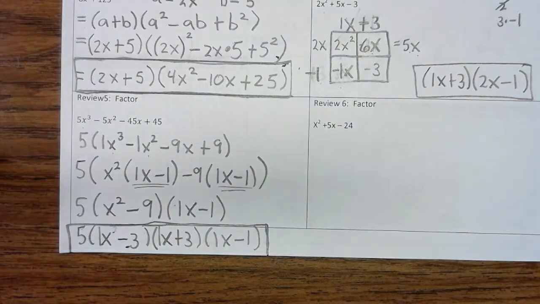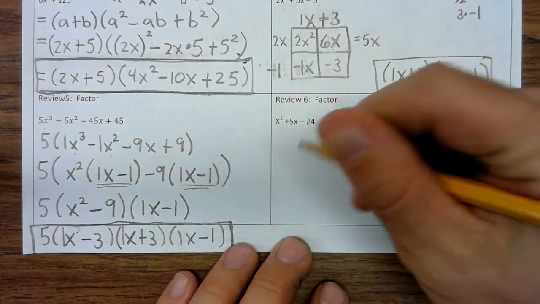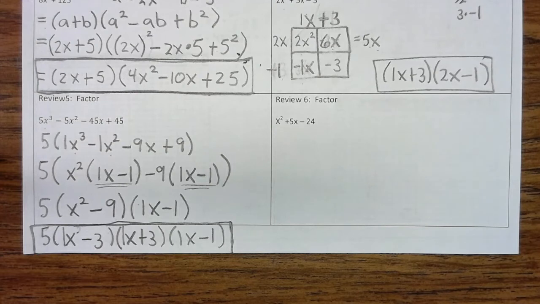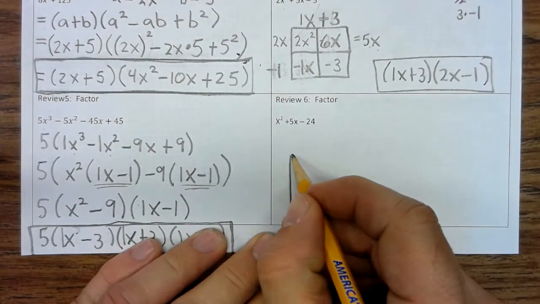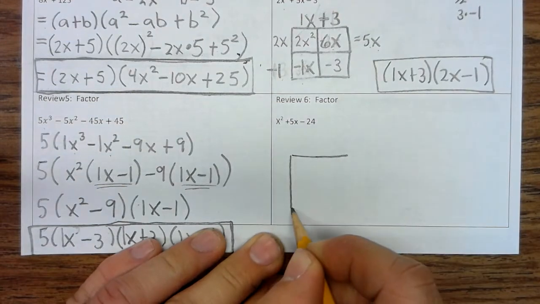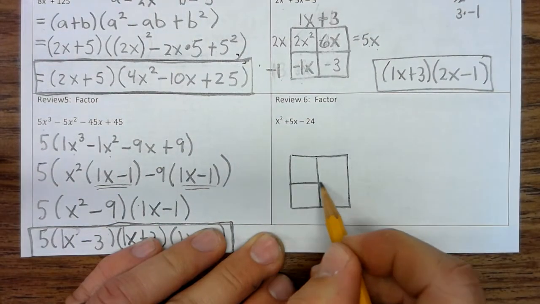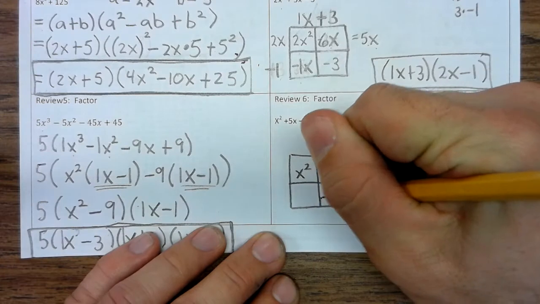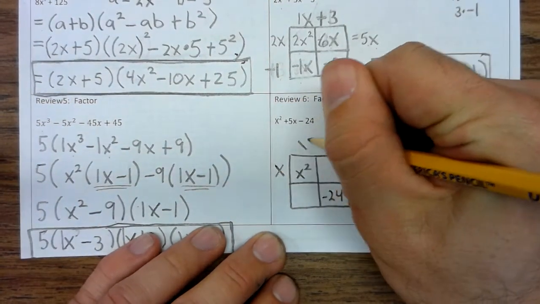All right, so let's look at review 6, factor. In a trinomial, you go to the box method, and again, for all you box haters out there, I'm going to freehand this to save some time on the video. All right, so first term, last term.